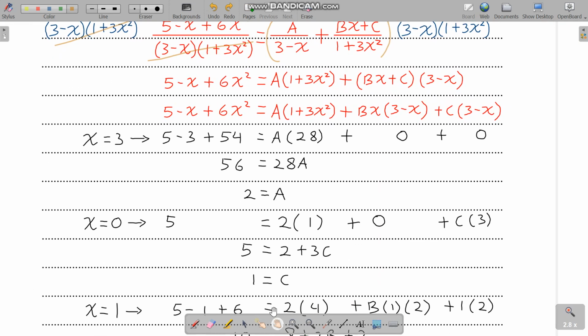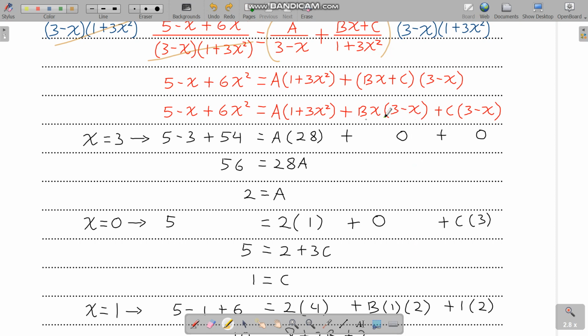And now we decide what values of x we have to plug in so that we get the values of a, b, and c as fast as possible. So the trick is to use the 0s. 0 means the values of x that make the terms go to 0.